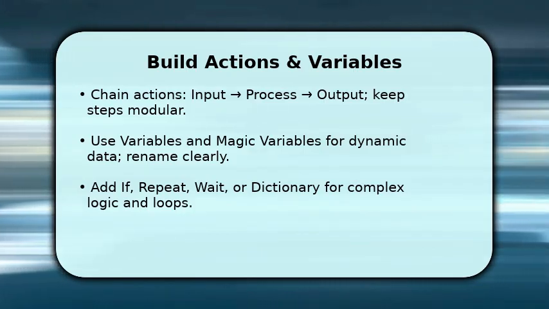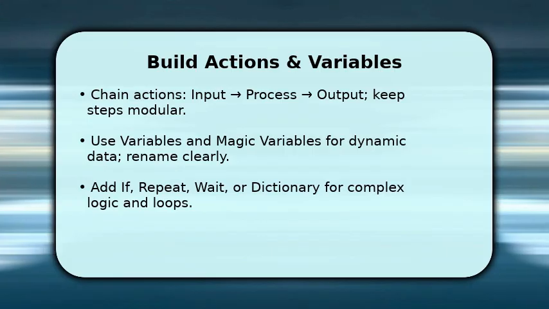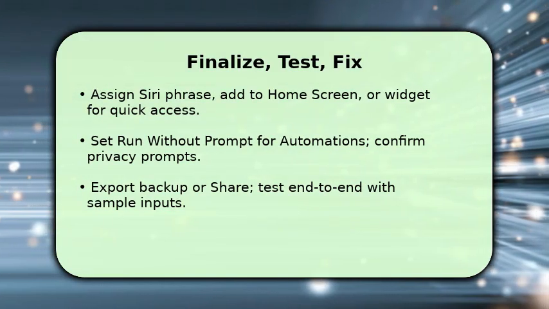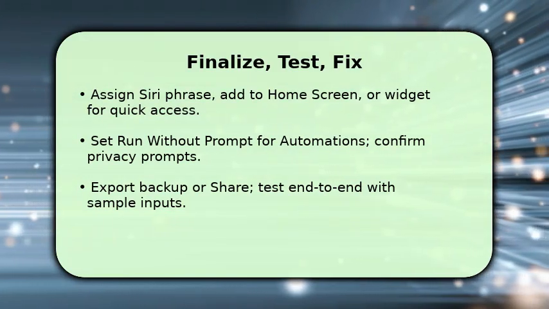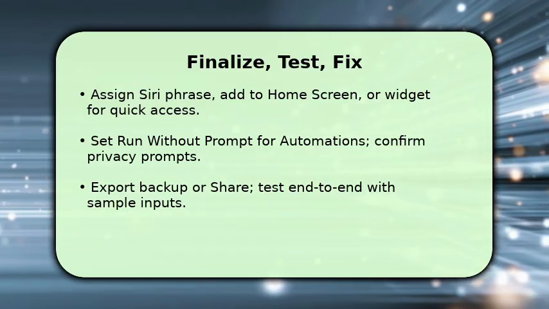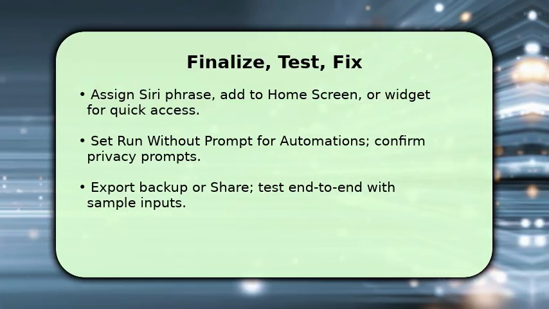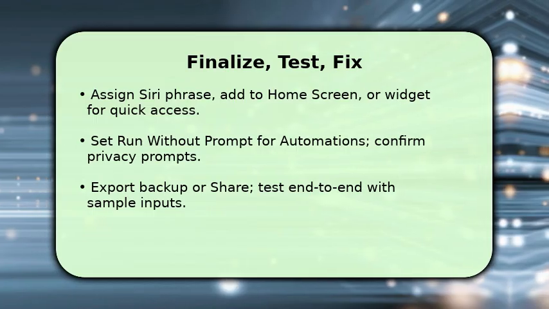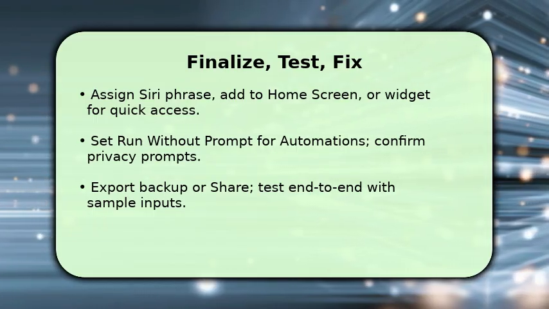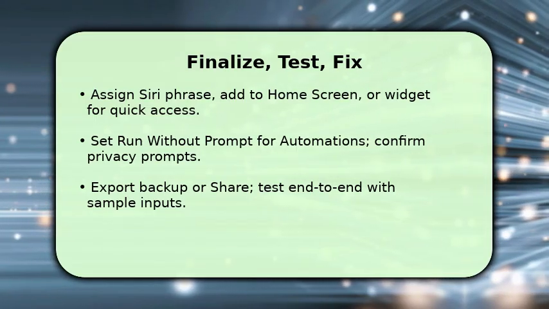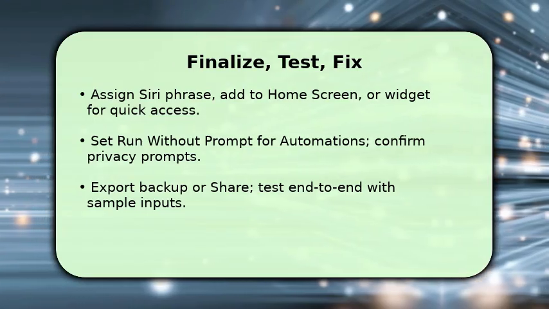That iterative testing prevents errors. Finish by configuring how you'll run the shortcut: add a Siri phrase, put it on the home screen, or add a widget for one-tap access. If it's an automation, set run without asking where safe and double-check location and privacy prompts. Export a copy or share it to keep a backup. Then run a full end-to-end test with real inputs.